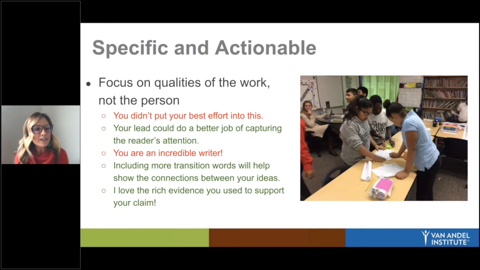And hopefully this is what you determined. The ones in green are the ones that are specific and actionable, and the ones in red are not. Your lead could do a better job of capturing the reader's attention. That's very specific and something that the writer could act upon. Then they could take that and do a better job of capturing the reader's attention. Also, including more transition words is another specific and actionable one. And then I love the rich evidence used to support your claim. Both of those are great ways to give students feedback that they can use.